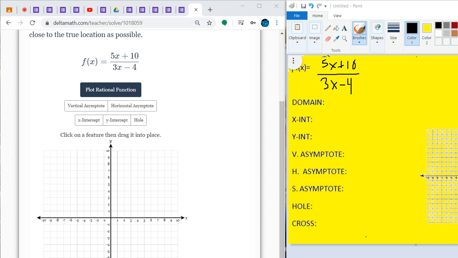Here's an example for graphing on Delta Math. You're going to do everything the exact same. So first, if you can factor anything, I would do that. So I get 5 times (x plus 2) on top. Can't factor anything on the bottom, so I'll leave it as 3x minus 4.